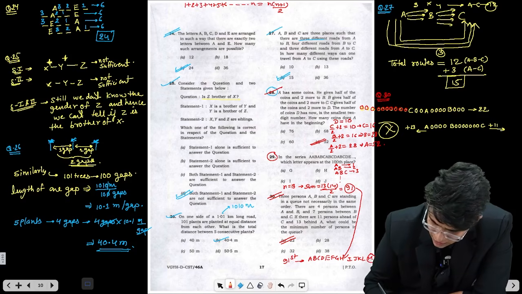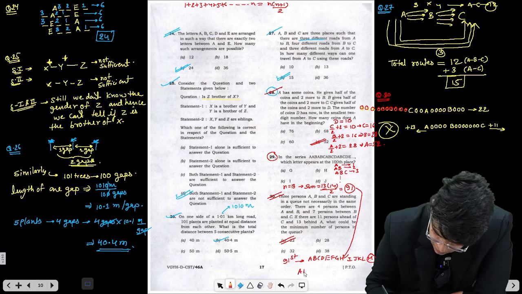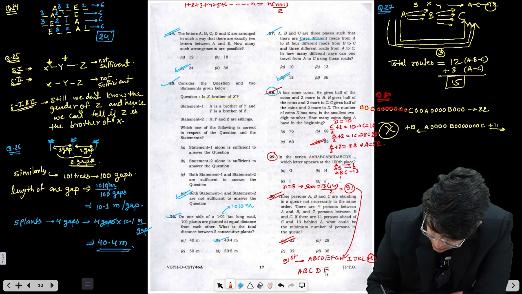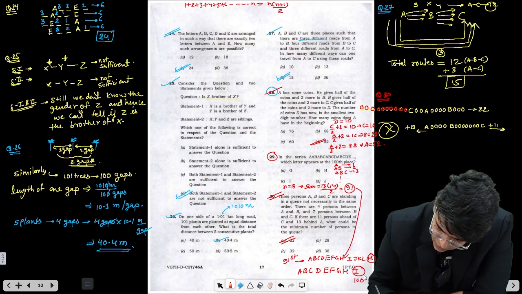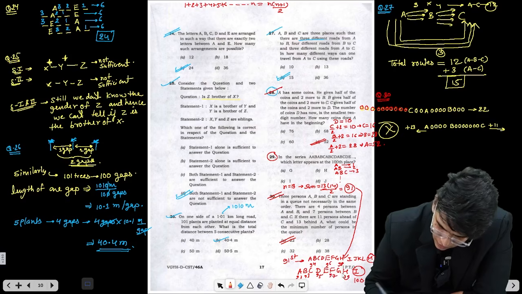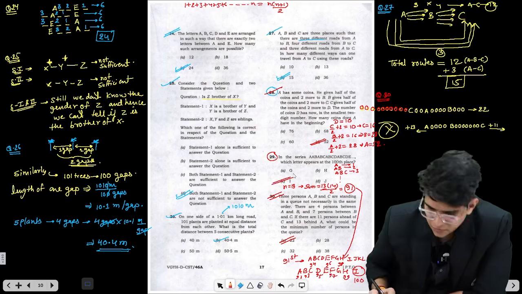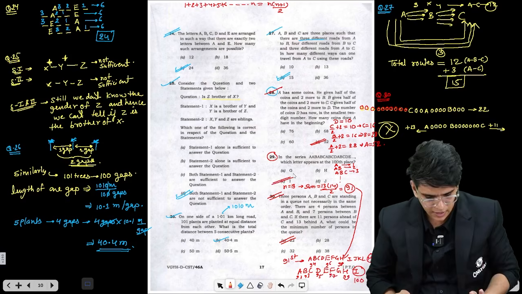Now again we will start with A. A, B, C, D. We need 9 more terms. A, B, C, D, E, F, G, H and I. So the 100th term is I. This is 92, 93, 94, 95, 96, 97, 98, 99. I is the 100th term. Answer is option C.